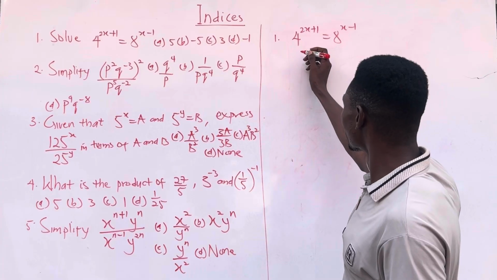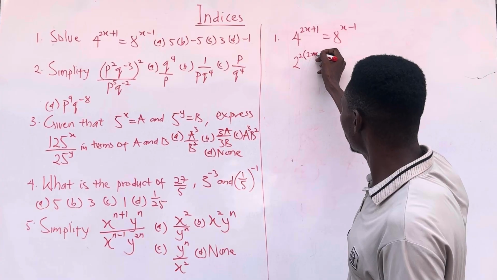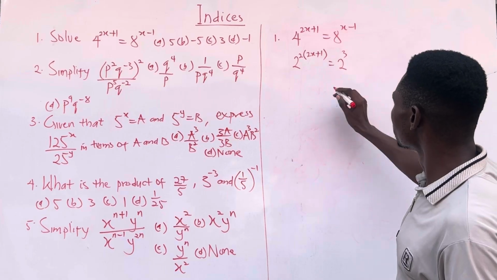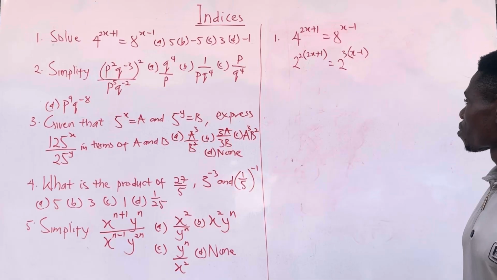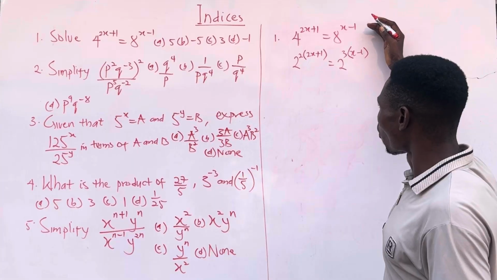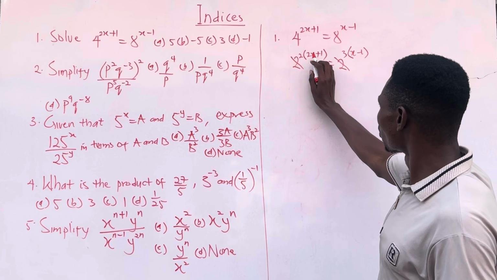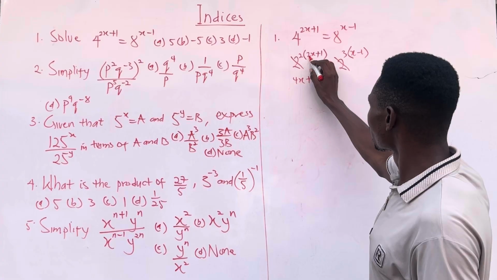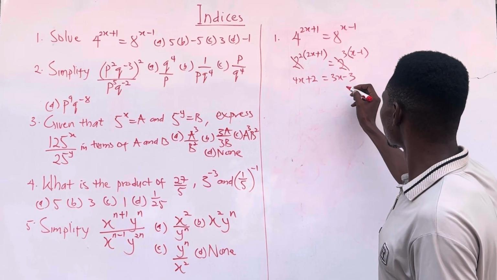So 4 can be written as 2 squared, right? But you already have the power there, which is 2x plus 1, equals 8, which here is 2 raised to the power 3, and then we'll have our x minus 1. To save time, since our bases are equal, we can equate the powers. So if we expand this bracket, we have 4x plus 2, that's 2 multiplied by 2x, that's 4x plus 2, equal to 3x minus 3.